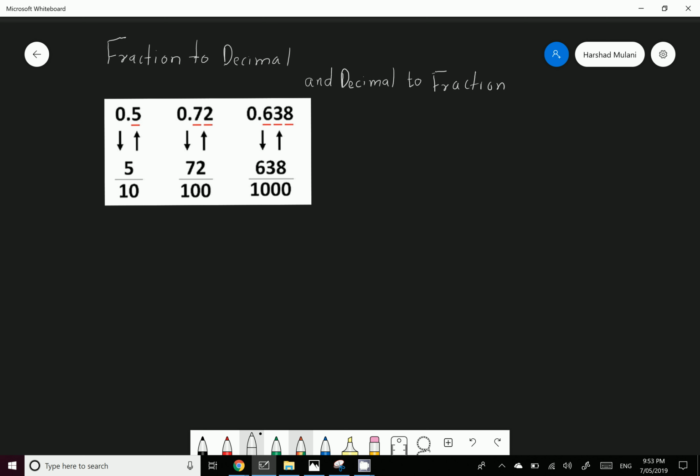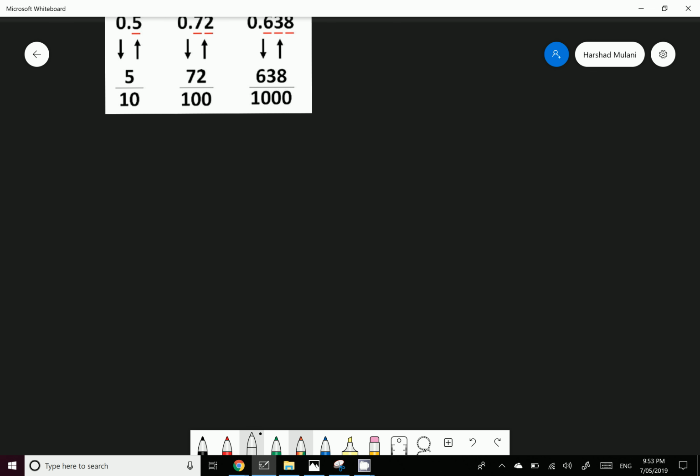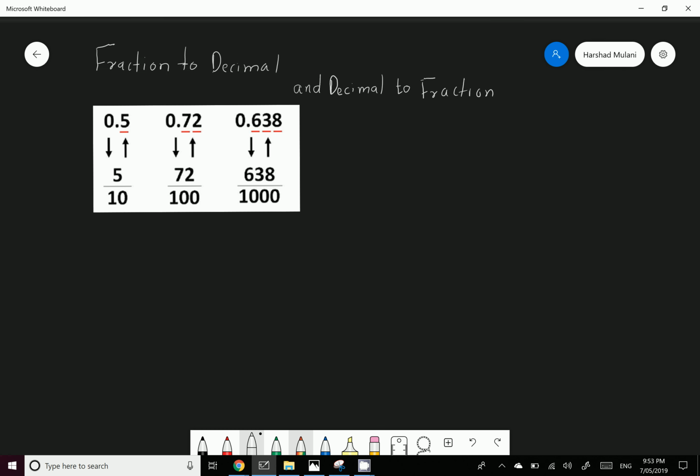Video today is on converting fraction to decimal and decimal to fraction. So let's take a couple of examples of converting decimal to fraction and then we will look at converting fraction to decimal. So the first example we are going to take here is one of the examples that's listed here. So let's say if we have 0.5, you're converting this decimal number 0.5 to fraction.